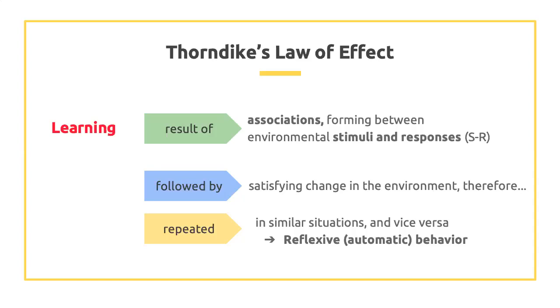Therefore, repeatedly in similar situations, the learner is able to establish a kind of automatic, what Thorndike called reflexive behavior. So this is what we call the law of effects, and it can explain how learning happens, due to S-R and the stimulus coming from the environment. When the stimulus is repeated many times, the learners are able to respond according to the required responses, so the person is able to learn.